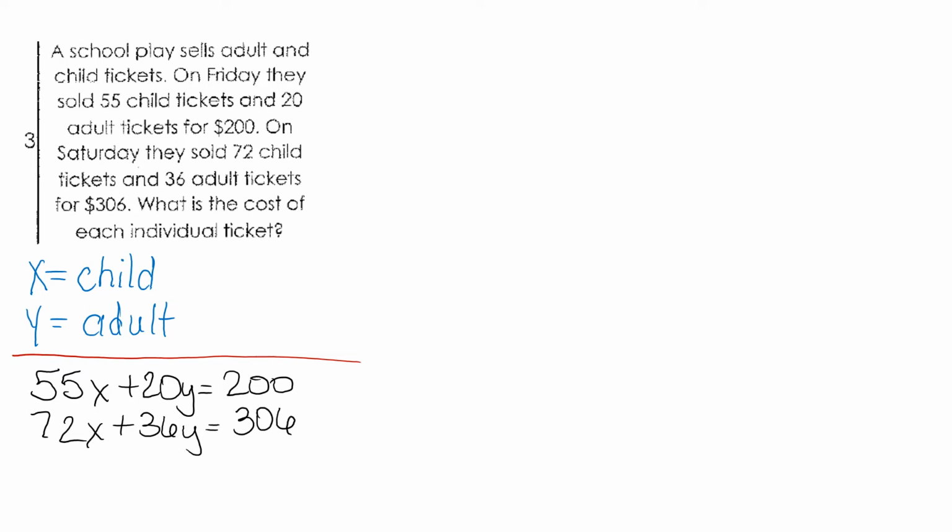If I'm going to use my substitution method, then I need to isolate a variable. And sometimes you may have to play around with the equations to figure out which one's going to be the easiest to work with. In this case, I'm going to use the second equation. So I'm going to isolate the y by subtracting 72x on both sides. That's going to leave me with 36y equals negative 72x plus 306.